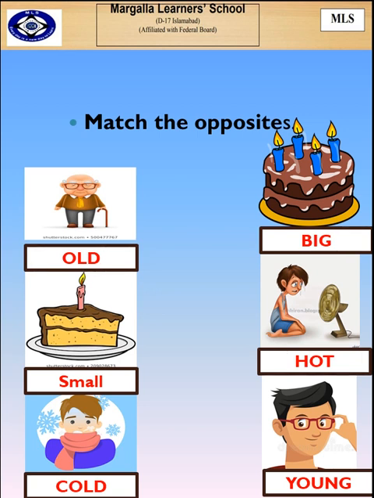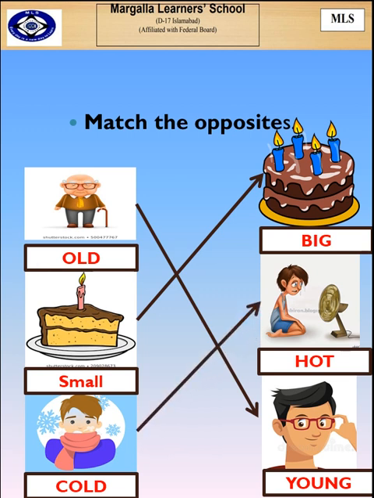Old. What can its opposite be? Is it big, hot, or young? You are right. It's young. Small. What can its opposite be? Big or hot? You are right. It's big. The last one. Opposite of cold. What can it be? It's hot.